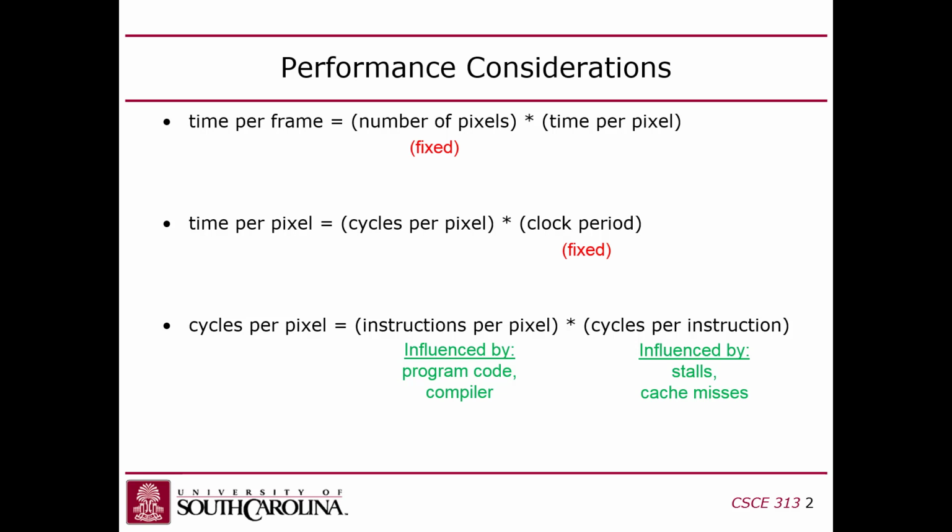The number of cycles per instruction is influenced by things in the microarchitecture like stalls. Stalls can result from data hazards or control hazards, stuff you learned about in 212. And also cache misses. If you get a cache miss, you have to stall while the cache services the miss. You guys remember that from 212?